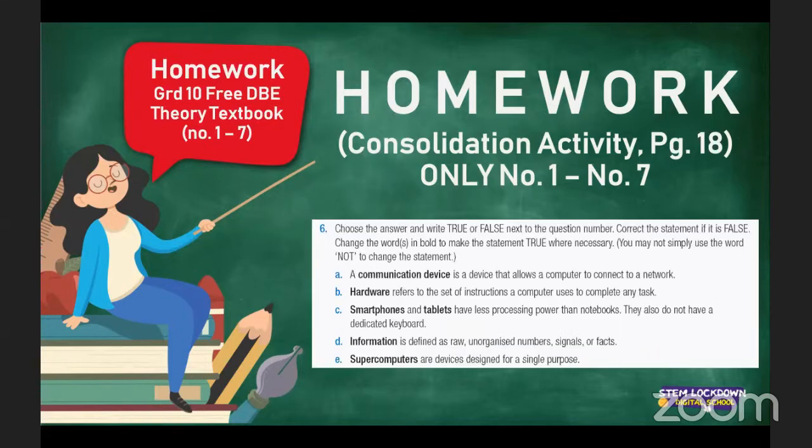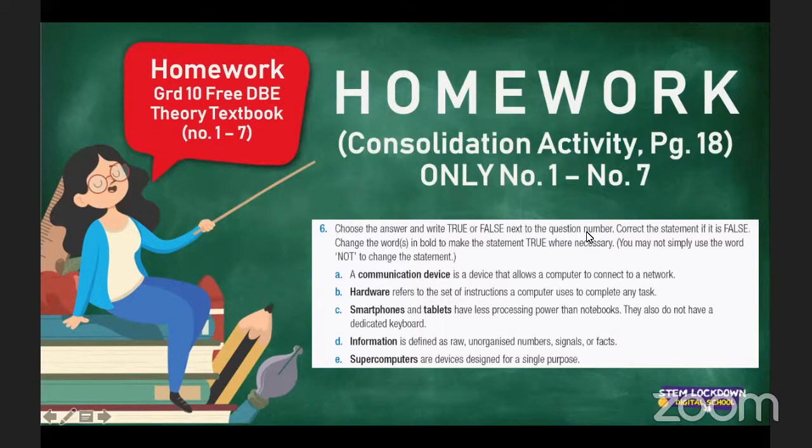Awesome. So for number 6 of your homework, it says here, choose the answer and write true or false next to each of these. So for A, B, C, D, and E, you must tell me whether it's true or false. If it's false, I want you to correct that statement. When you correct it, you have to change the one word.